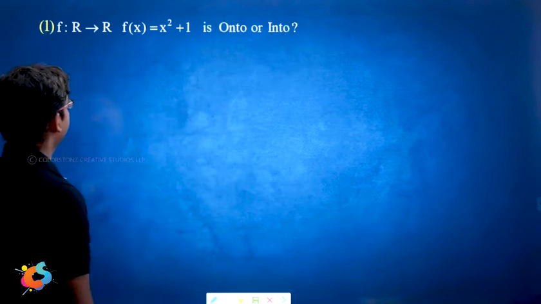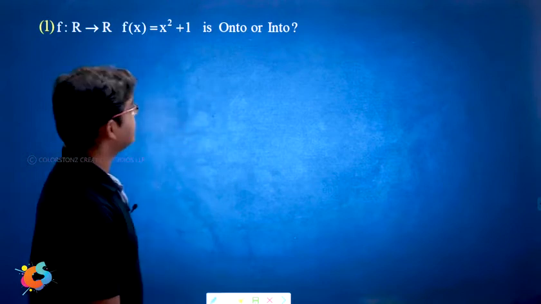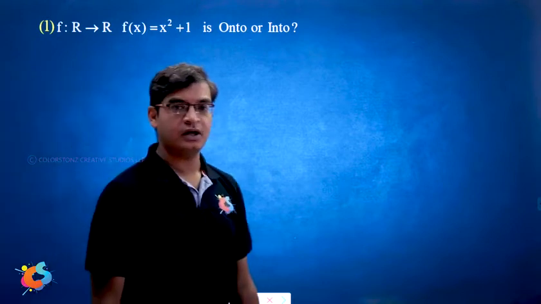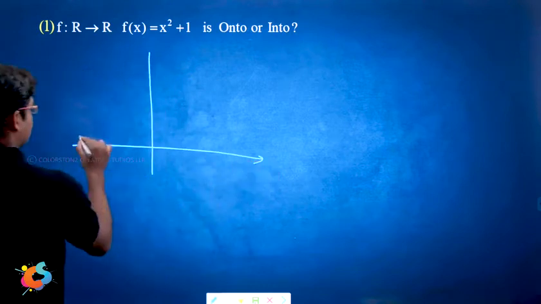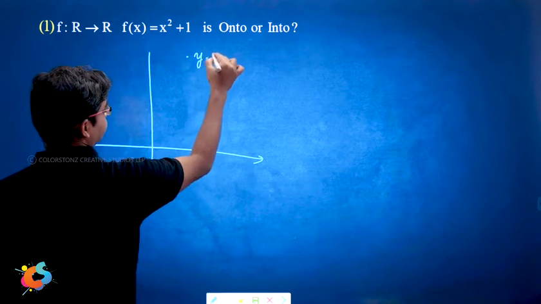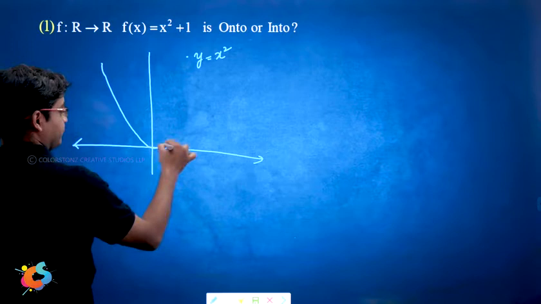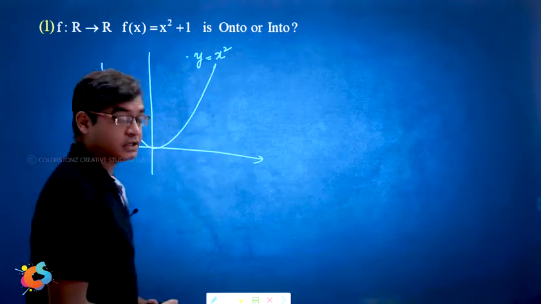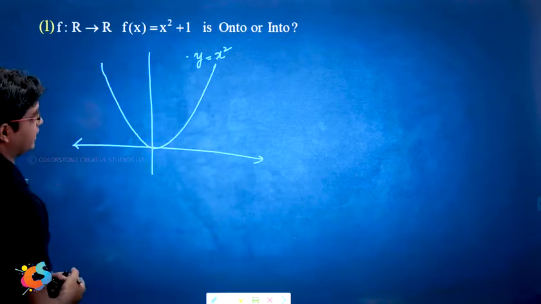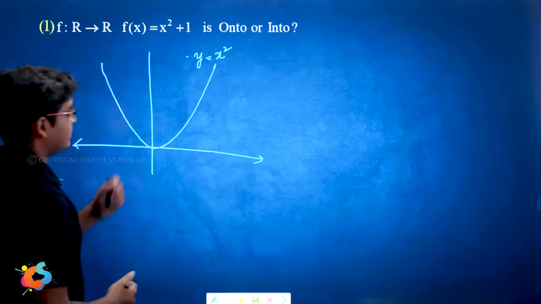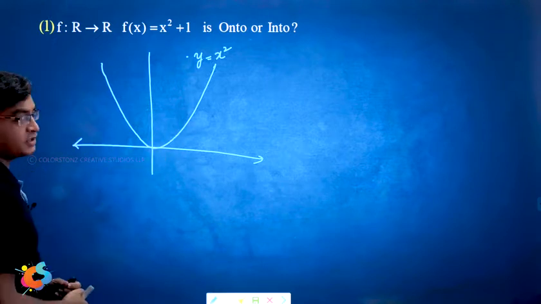Okay. f maps from R to R, f of x is equal to x square plus 1. Is it an onto or into function? Okay, so let us do it using graphs. We know the graph of y is equal to x square. How is the graph of y is equal to x square? It's a parabola. This we have learned in the parabola chapter, in the functions chapter of class 11, right? So now we should know what the y is equal to x square graph is. The y is equal to x square graph is a parabola which is upward and it is passing through the origin.